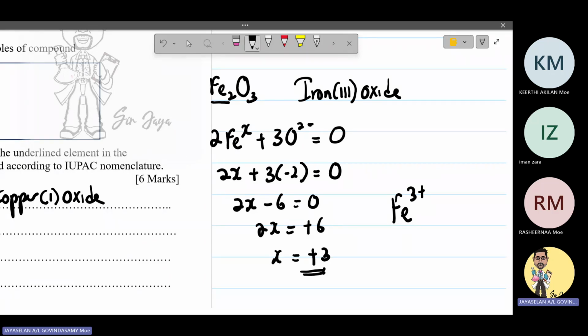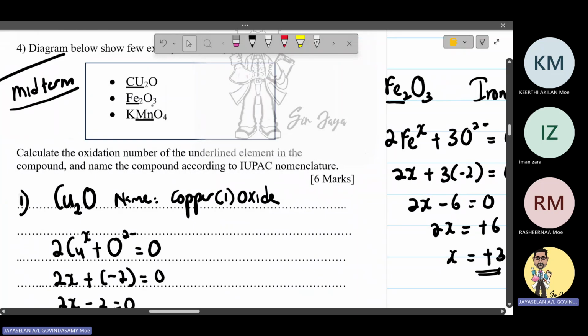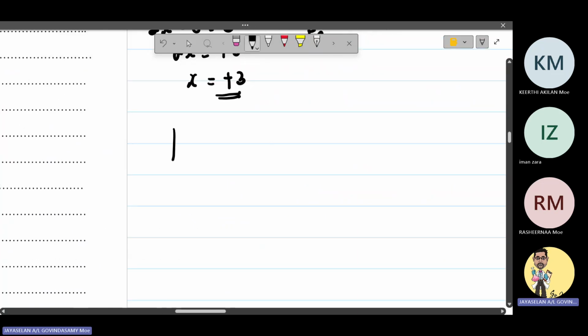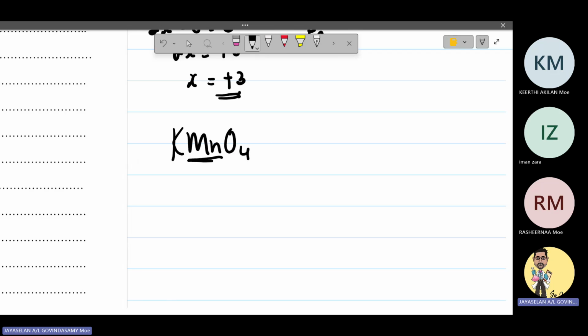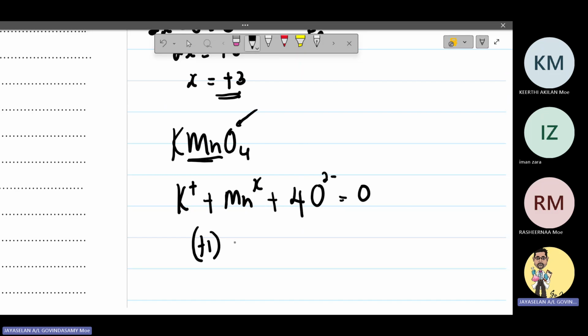Okay, done. We do the last one. This one, KMnO4. How do we do this? This is underlined. I try to put here potassium ion plus MnX, plus we have 4 oxide ions. When summed up, there's nothing else here, so 0. So positive 1 plus X plus 4 times negative 2 equals 0.